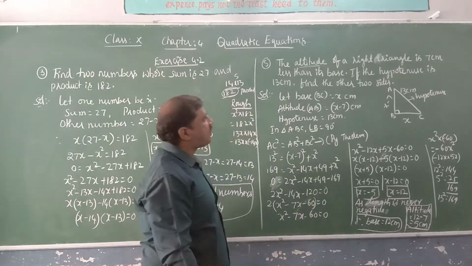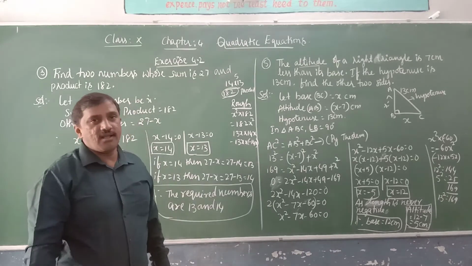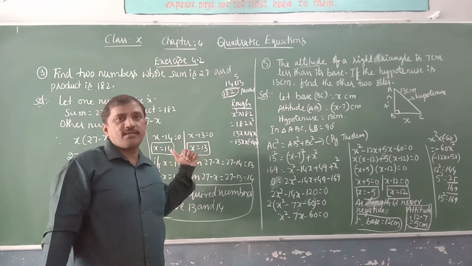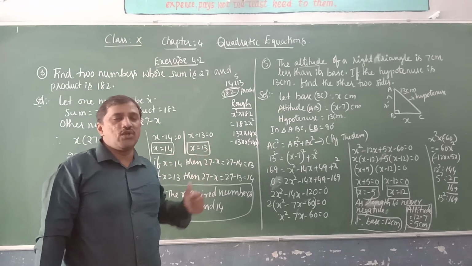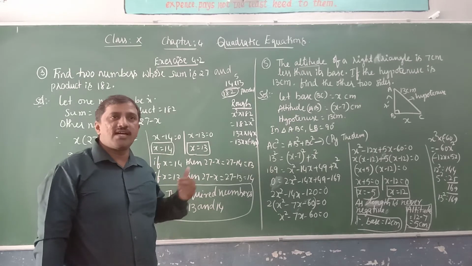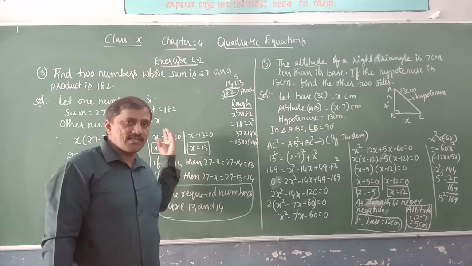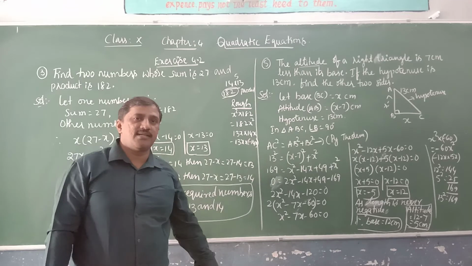It's clear, children, how to find this. I hope you understand. We will continue next. This is the second method of finding the solutions of a quadratic equation. What is it? Can you guess? Yes, it is the completing the square method.